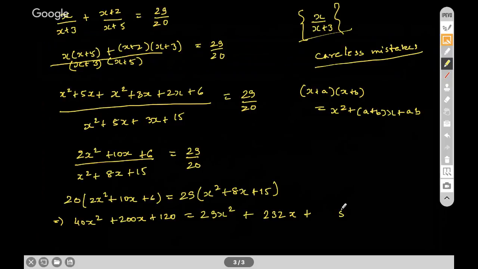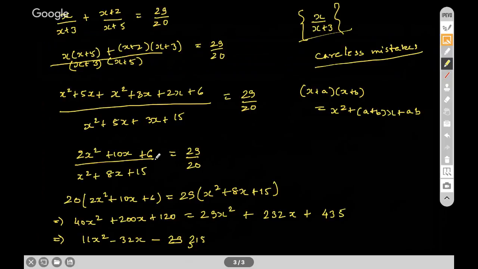So 435, right? Hence, if you simplify, 40 minus 29 is 11x squared. 200x plus or minus 232x is minus 32x, I believe. And then 120 minus 435 is how much? It is 235. Sorry, this is 215, right? Sorry, 315, right? No, 120 minus 435 is.